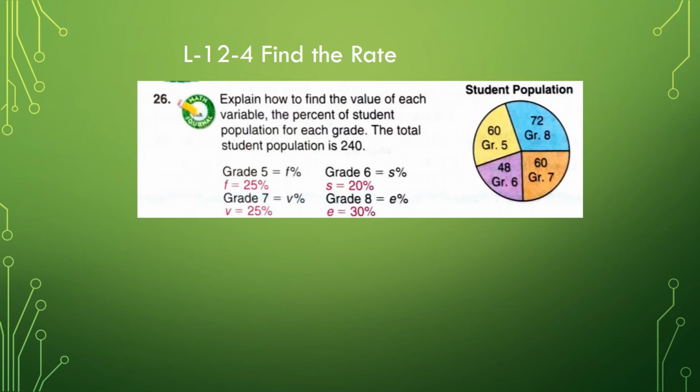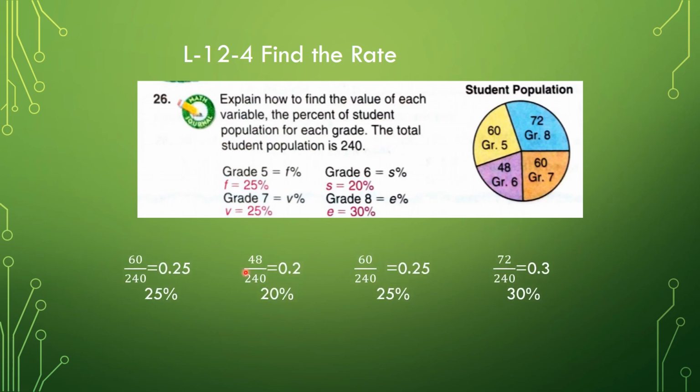This is your last question, question number 26. In this one, the total population of students is 240. That means this is your whole. Grade 5 is 60, grade 6 is 48, grade 7 is 60, and grade 8 is 72. In this one, what is the whole? 240. What is the part? This 60. That means 60 over 240.